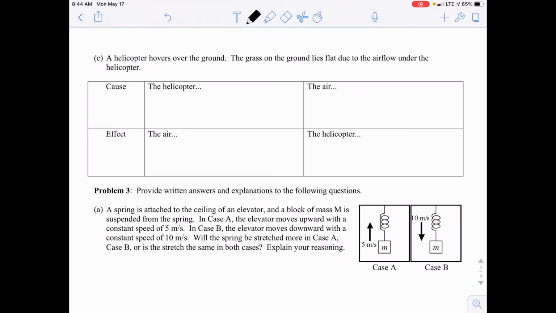Letter C. In part C, it says a helicopter hovers over the ground. The grass on the ground lies flat due to the airflow under the helicopter. We're going to take a look at the differences between the forces acting on the helicopter and the air. Those are the two different masses.